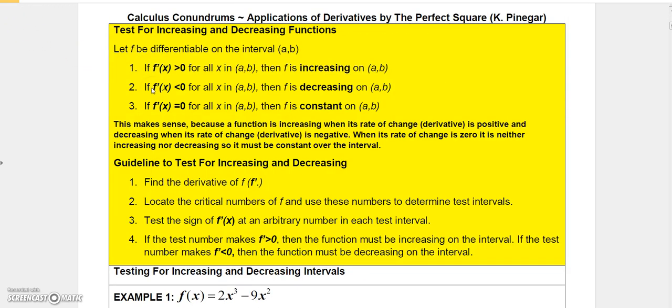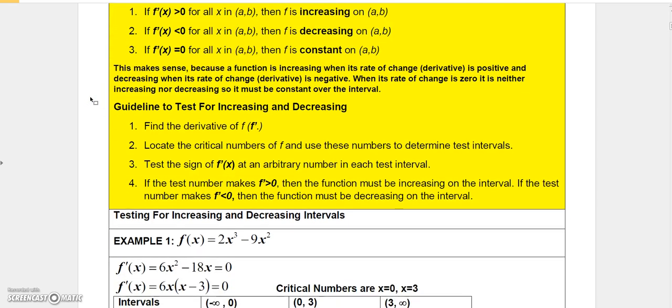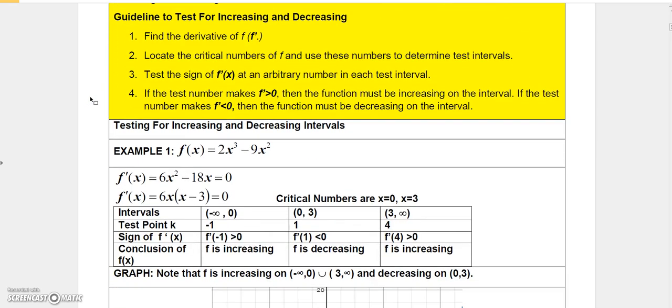Okay, now let me just go ahead and tell you this. If the derivative of the function is positive, which is greater than 0, for all x on some interval, then the function is increasing on that interval. If the derivative is negative, less than 0, for all x on an interval, then f is decreasing on that interval. And if the derivative is 0 for all x on an interval, then f would be constant on that interval. Now, I'm going to let you read these guidelines, so pause the video and read the guidelines here for the test for increasing and decreasing.